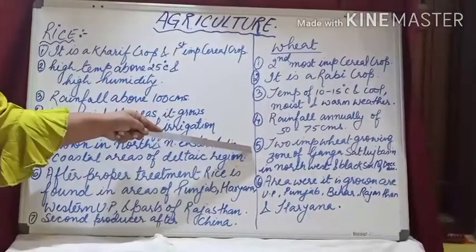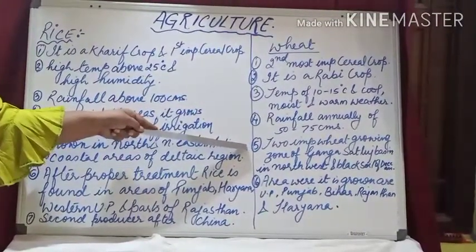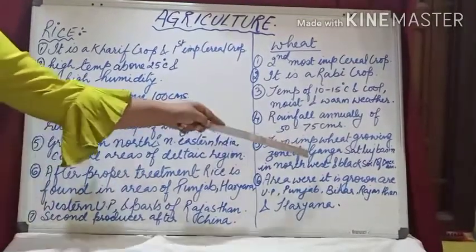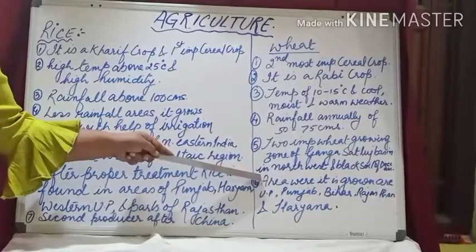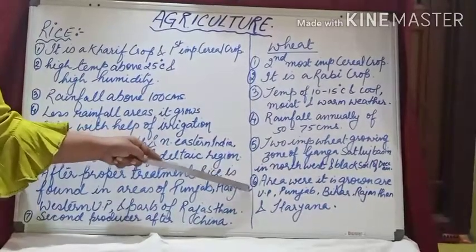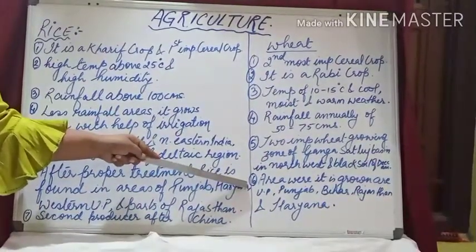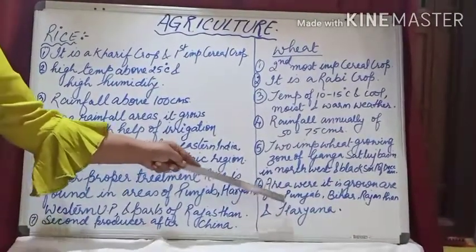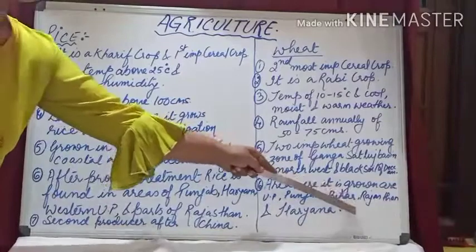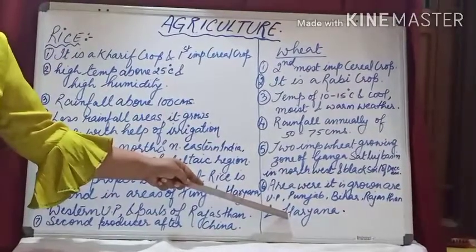The two most important wheat growing zones are the Ganga-Satluj Basin in the northwest and the black soils of the Deccan. Areas where it is grown are UP, that is Uttar Pradesh, Punjab, Bihar, Rajasthan and Haryana.